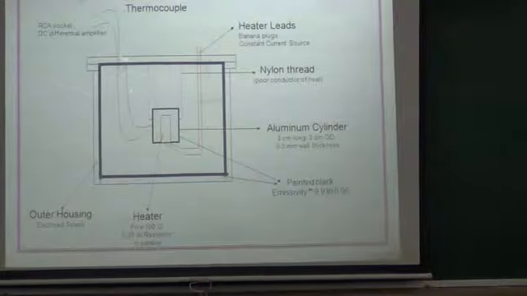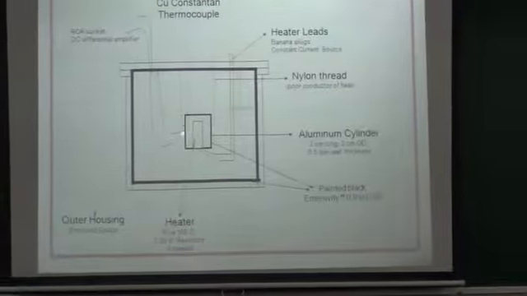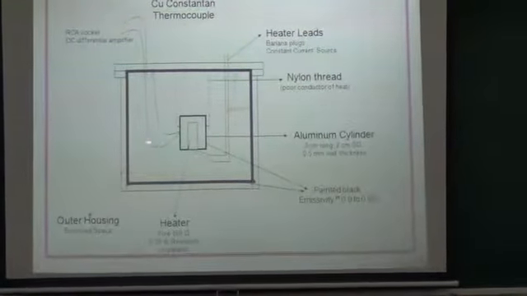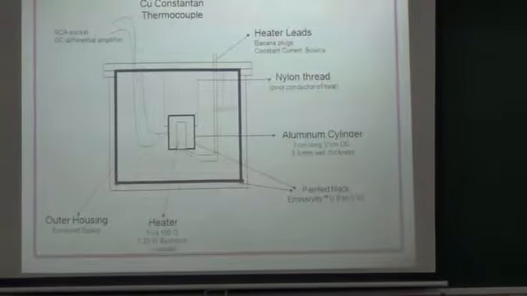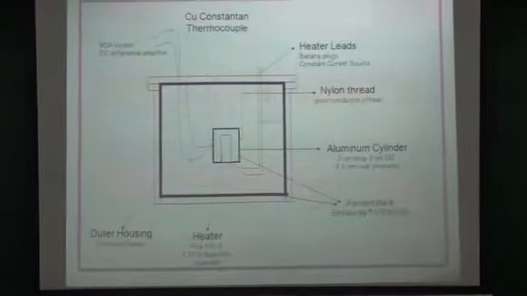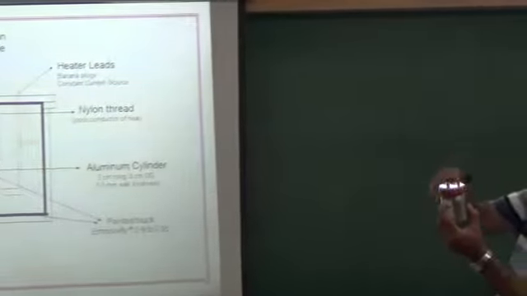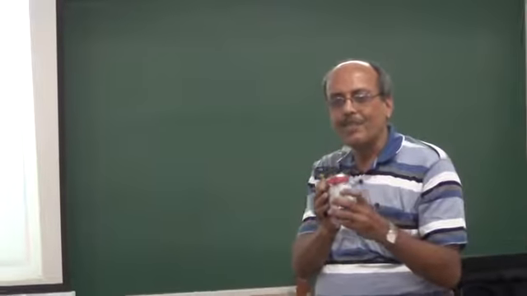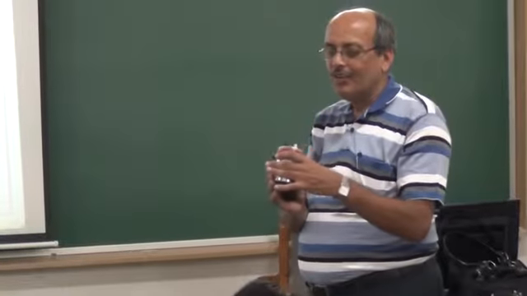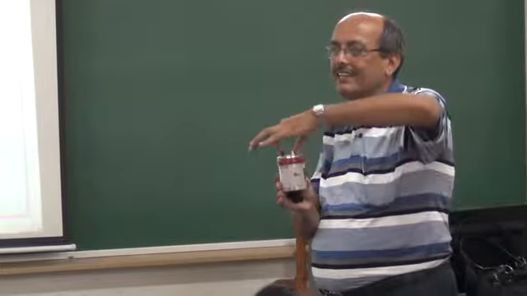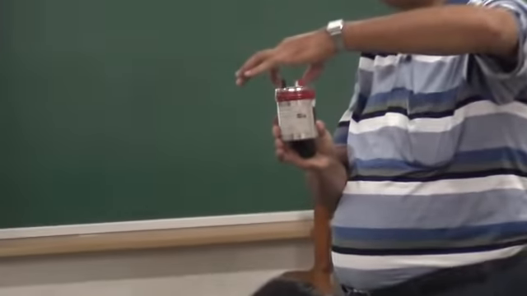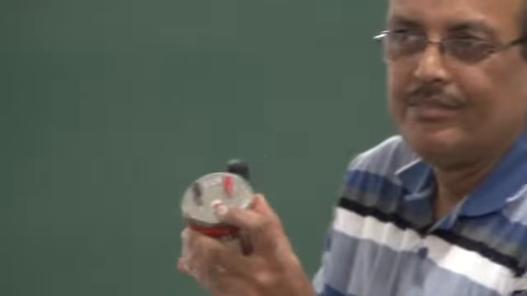Before doing this, we have the 2 terminals here from the aluminum cylinder. We connect a copper constantan thermocouple, because we have to measure the temperature, and we have to allow the heat to pass through so that we can heat the sample. Here on this, you have 3 terminals. These 2 terminals are for the heater, and this is the RCA socket for the thermocouple.